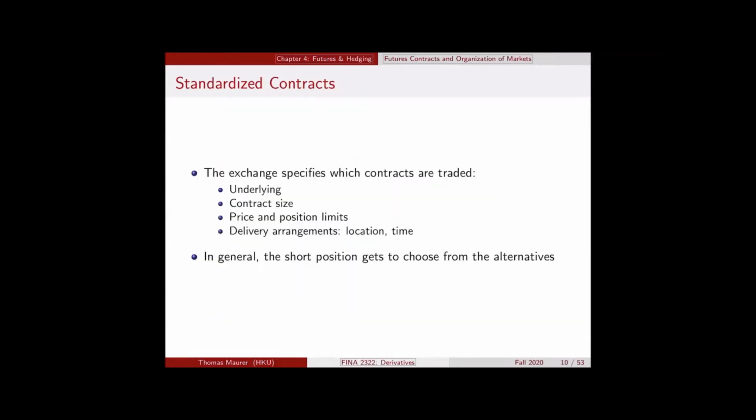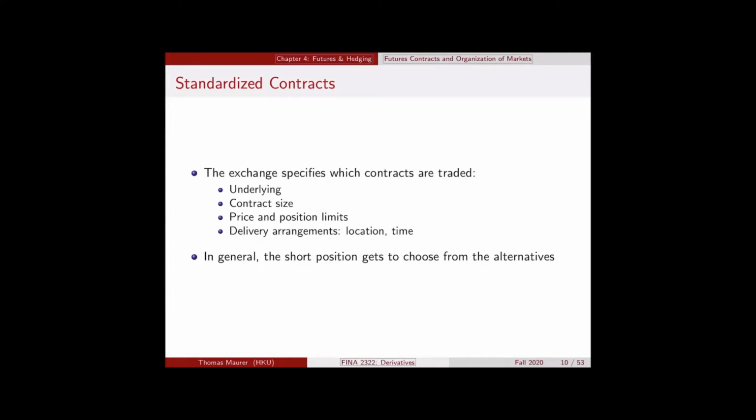As I've mentioned before, the exchange actually specifies what is traded. And so that means the exchange says what type of underlying securities are actually traded in these futures markets, what is the size of each contract, so how many units of the underlying are traded per contract. Then they also set some limits on the price and the positions which a trader can take. And they will also specify the delivery arrangements if someone holds the contract until maturity.